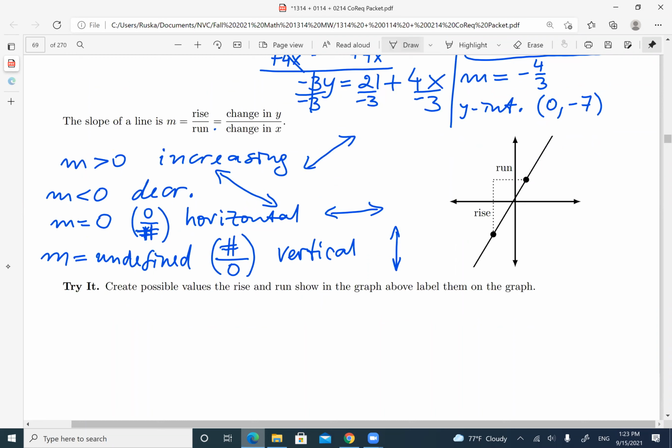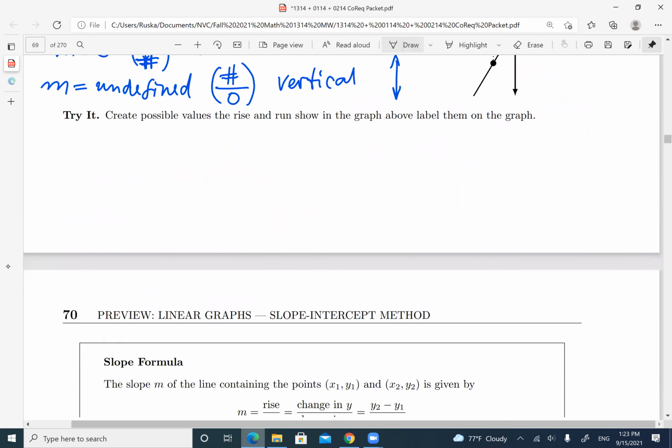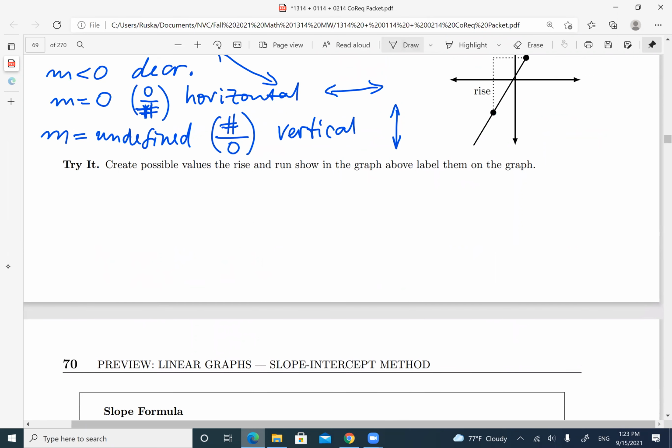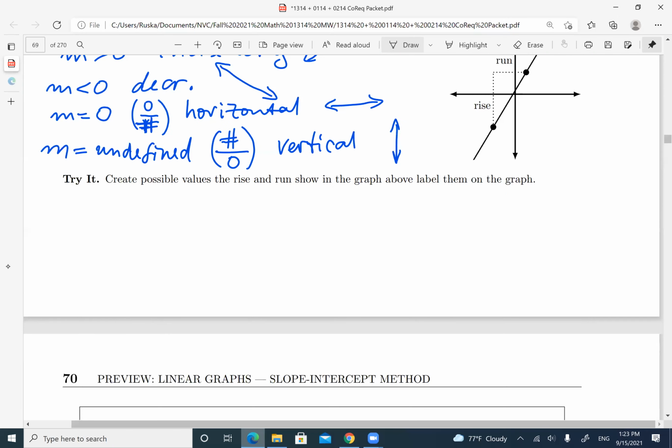Okay. It says create possible values for the rise and run showing the graph above, and label them on the graph. So here they're just talking about rise over run, but I already explained everything with the different cases.